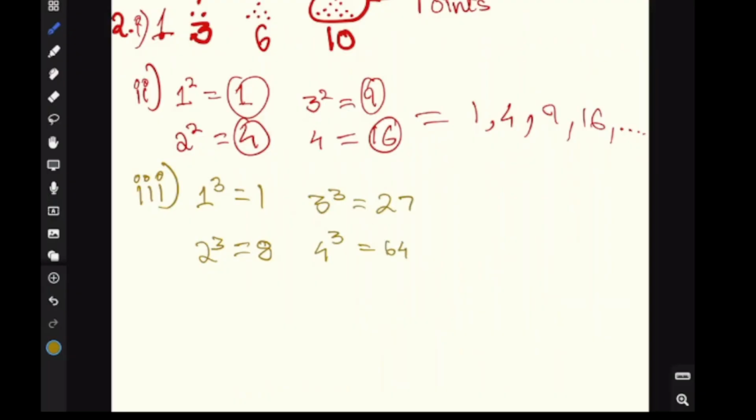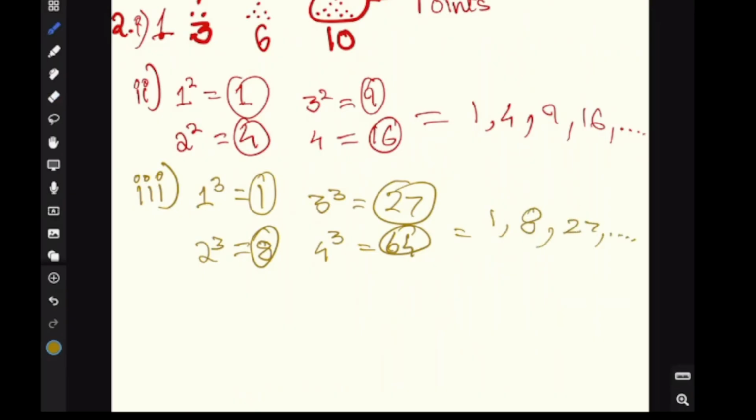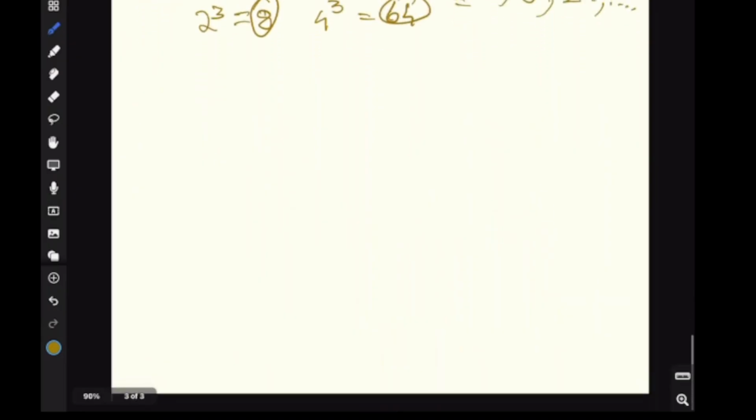4 to the power 3 is equal to how much? 64. So in this way, 3 cube is 27 and 4 cube is 64. So these numbers are known as cube numbers, like this: 1, 8, 27 and continuation are known as what? Cubes. Now let's move to the third question.